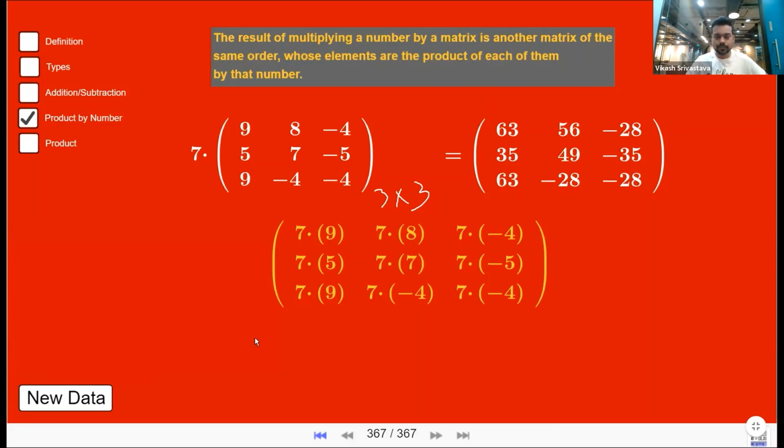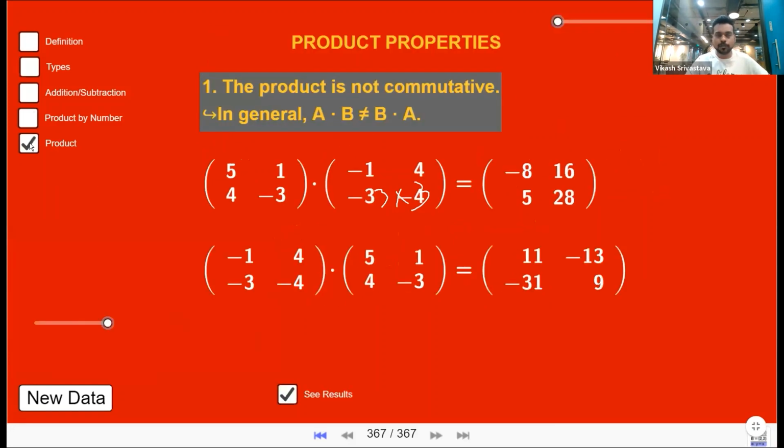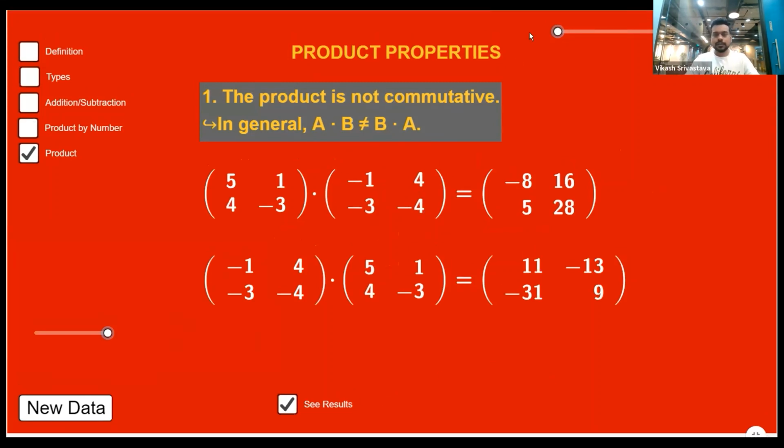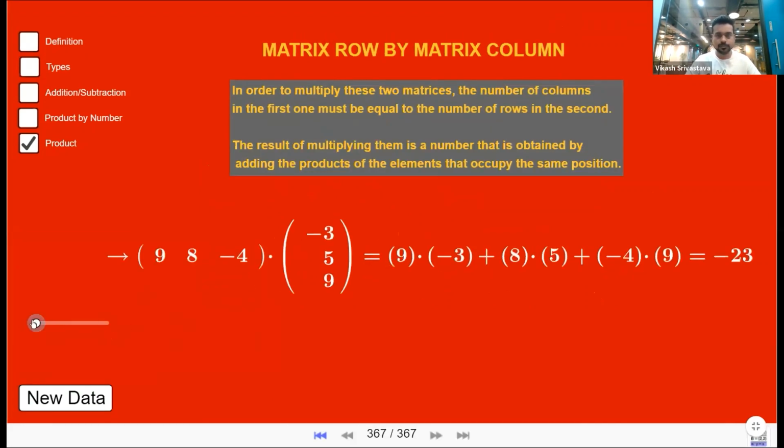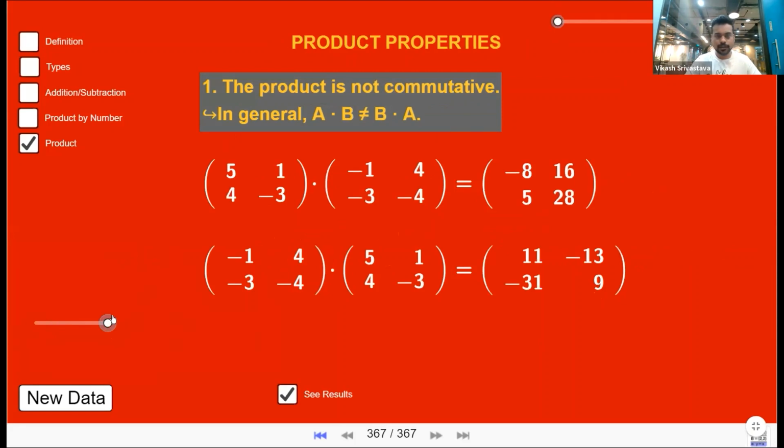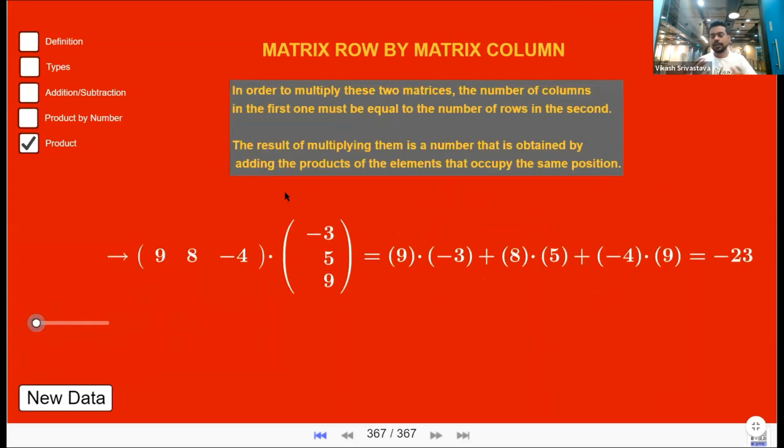Now let's move ahead and talk about the product. This is a really important concept, and I'll spend some time here on this. We'll talk about the properties of addition later on, but for now we'll see how we can multiply two matrices.